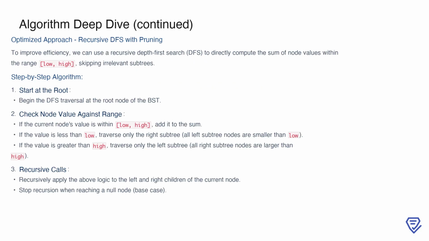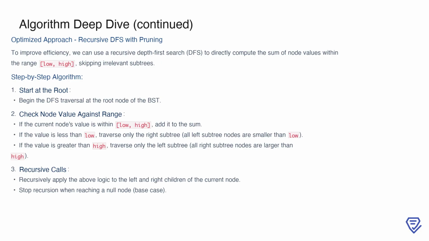To address the inefficiencies of the brute force method, we can use an optimized approach involving a recursive depth-first search, or DFS, with pruning. This method eliminates the need to store all node values by directly computing the sum as we traverse the tree. Starting at the root, we check whether the node's value lies within the range, low, high. If it does, we add it to the sum.